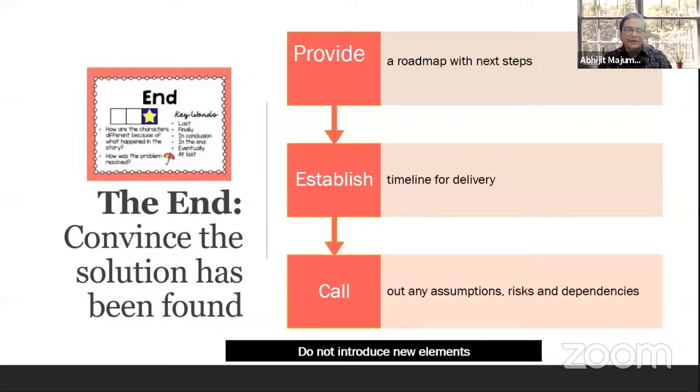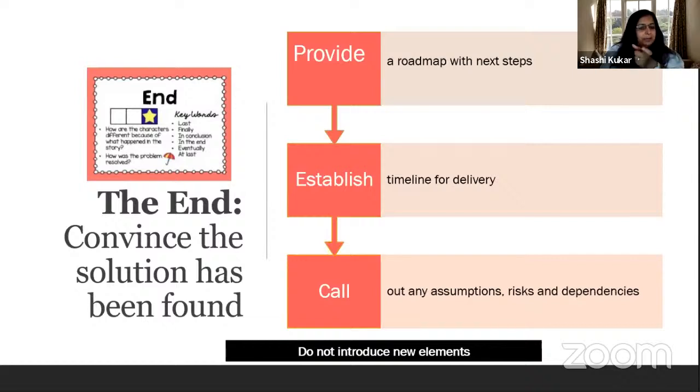Okay, great. And then we come to the end. Typically the purpose is for us to be able to convince. By now they have to be convinced their problem has been solved and you are the right person to solve it. So now you've got to tell them how you will solve the problem, with a detailed roadmap, with specific details around timelines, around people. Give as many details as possible. Of course, you need to call out any assumptions, risks, and dependencies, but be very cautious about it.